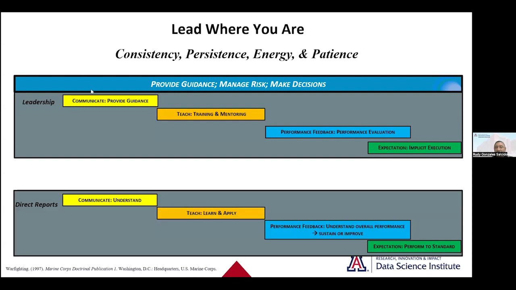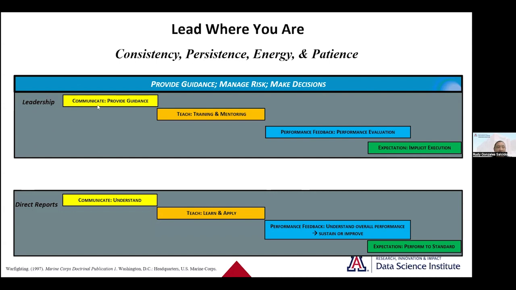And so I look at leadership through two lanes. So there's that leadership lane, and then you have a direct report lane. And from a leadership perspective, you're communicating, you're maybe teaching, and then you're providing performance feedback and those expectations of what you require of your direct reports, or just colleagues in general. And like I said, you could be leading anywhere within that organization. And a lot of times, providing guidance again comes in the form of setting priorities or what have you.